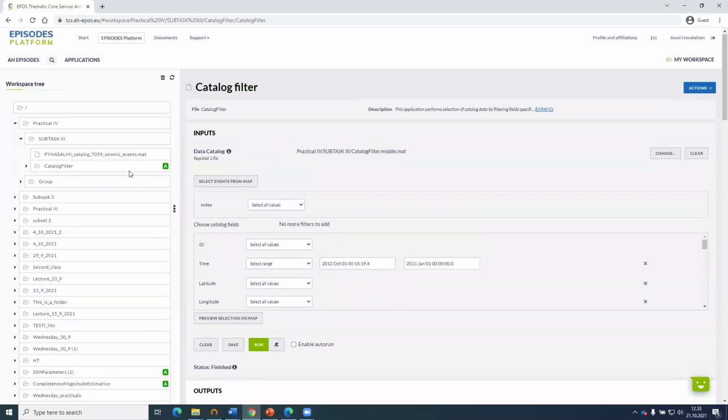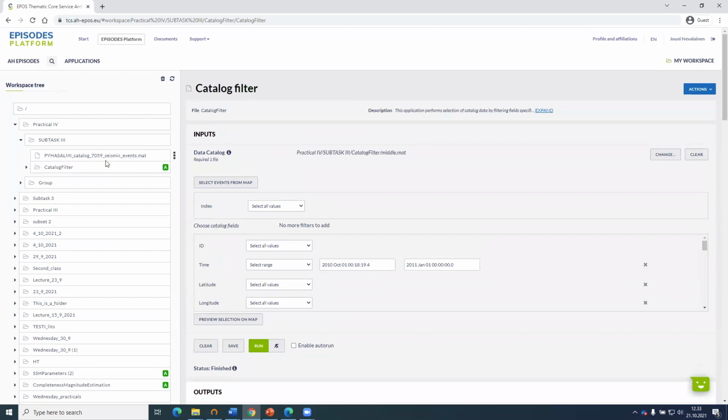So this again is using the catalog. We can use the whole Pyhäsalmi catalog, the original one, and use the application.